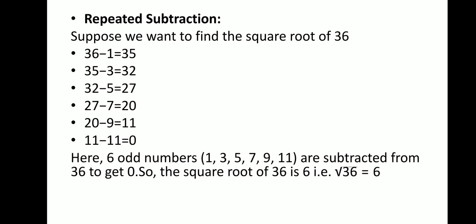I am repeating this method. Repeated subtraction, as the name indicates, means I need to keep on subtracting the odd natural numbers from the given number to get 0. But the condition is I need to keep on subtracting the successive odd natural numbers starting from 1. Like here in this case, 36 minus 1 is equal to 35, 35 minus 3 is equal to 32. Likewise, till I get 0, I need to keep on subtracting. And if I do not get 0, it means the given number is not a perfect square. Here, 6 odd numbers are subtracted from 36 to get 0. So, the square root of 36 is 6. I hope this method is clear to you.